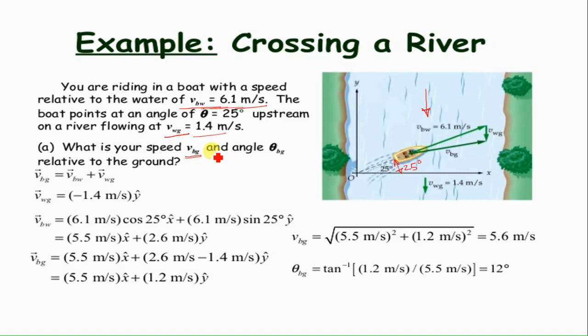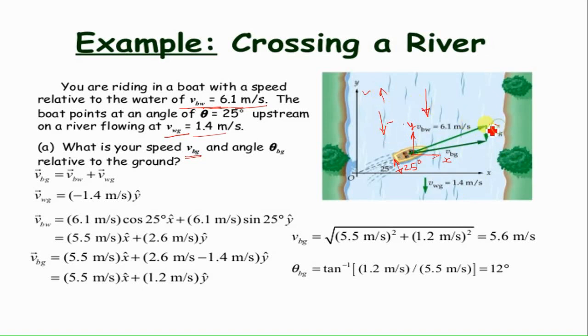by addition of vectors, which is given here. Here the boat is moving in this direction. So the components of the boat's velocity in the x direction and y direction are to be found. This one is the y direction and this one is the x direction. Here the water velocity is in the downward direction. So we will consider the downward motion as negative and the upward motion as positive.